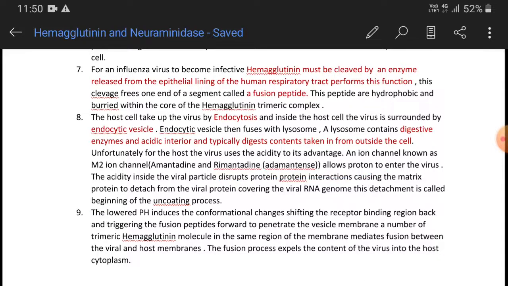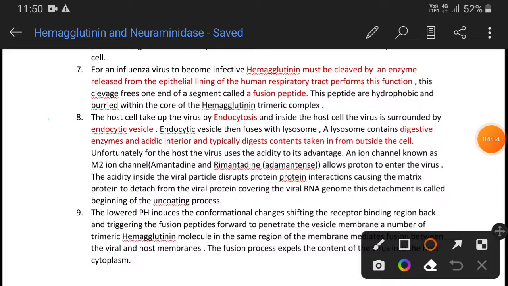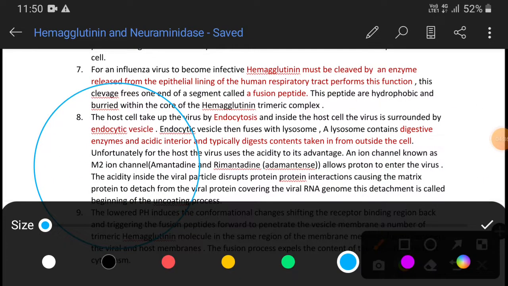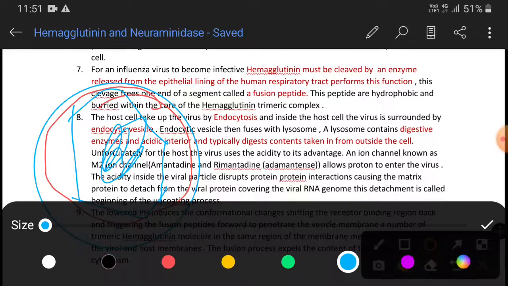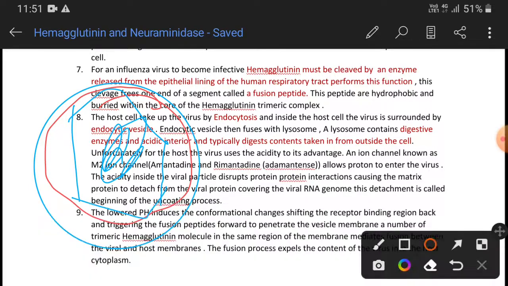Clear? So after entry inside the host cell they will be surrounded by endocytic vesicles, right? Inside that there will be the viral envelope, and inside the viral envelope there will be matrix protein, and inside the matrix protein there will be another protein, and then your genome, which is an 8 segmented RNA genome, right? So there will be another thing, that is the lysosome. This lysosome consists of digestive enzymes and an acidic interior.